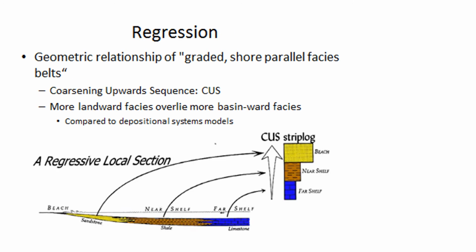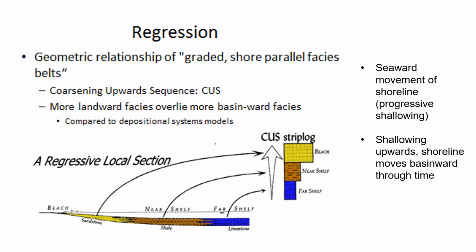Regression is the opposite: graded shore parallel facies belts, where there is a coarsening upward sequence. Because in this case, our landward facies overlie basinward facies. We are seeing a basinward or seaward migration of the shoreline. So a progressive shallowing. You may start out in ankle-deep water, and millions of years later, you are quite some distance away from the shore itself, and you're on dry land. So with the shallowing upwards, we see the shoreline moving basinward through time.